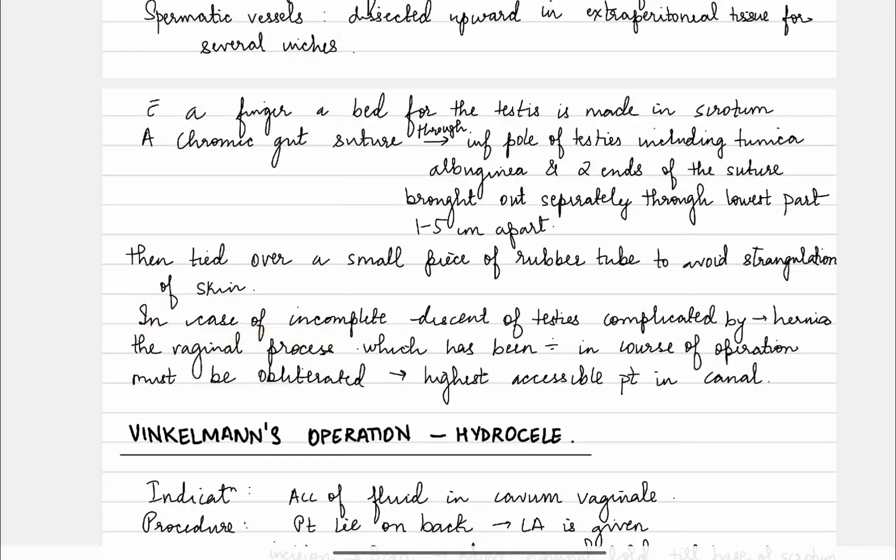In case of incomplete descent of the testis complicated by hernia, the vaginal process, which has been divided in the course of the operation, must be obliterated at the highest accessible point in the canal.